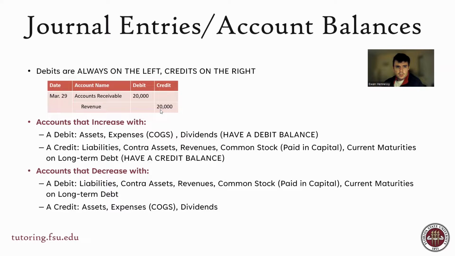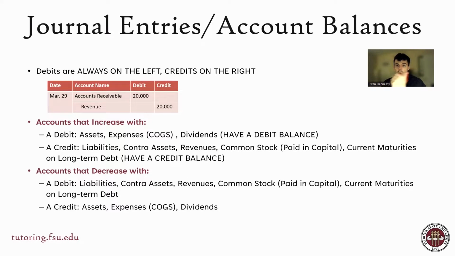Here's just some accounts that increase with debits. The big five, I like to think, are assets, liabilities, equity, revenue, and expenses. Right, those are the main five that you need to know, whether it's a debit or credit that increases or decreases them.